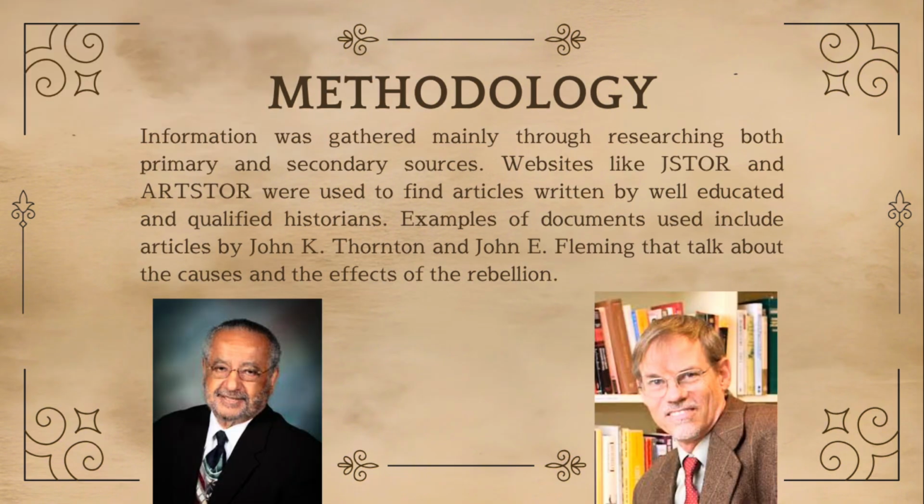Information was gathered mainly through researching both primary and secondary sources. Websites like JSTOR and ArtStore were used to find articles written by well-educated and qualified historians. Examples of documents used include articles by John K. Thornton and John E. Fleming that talk about the causes and the effects of the rebellion.